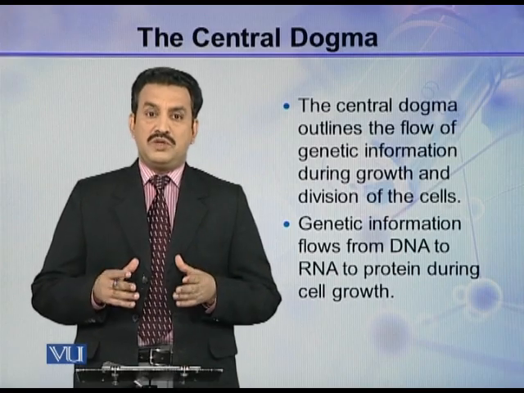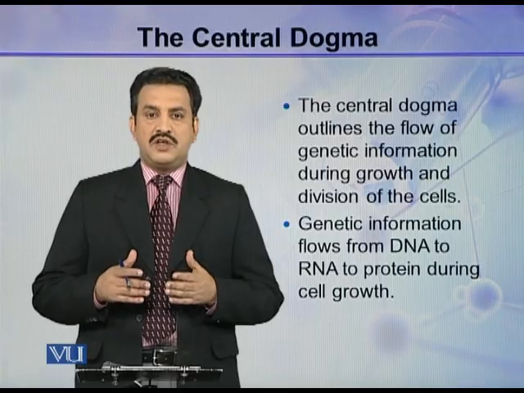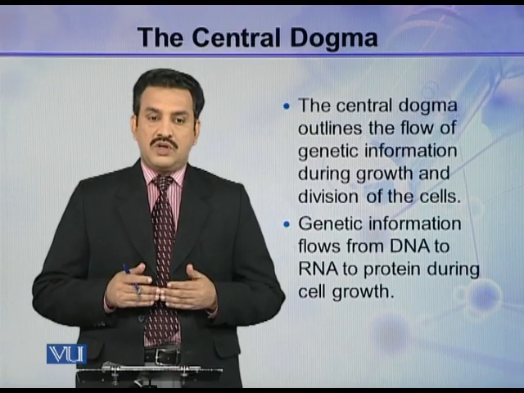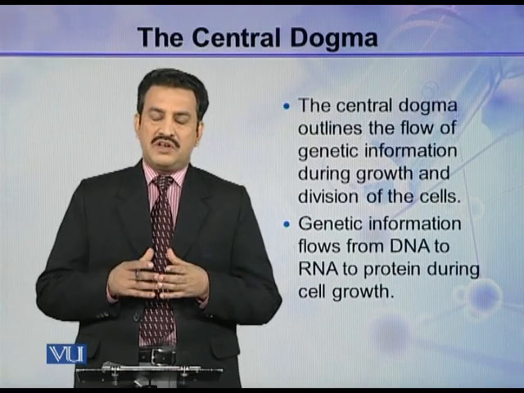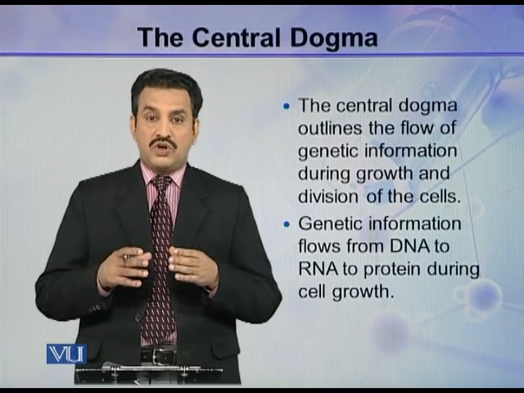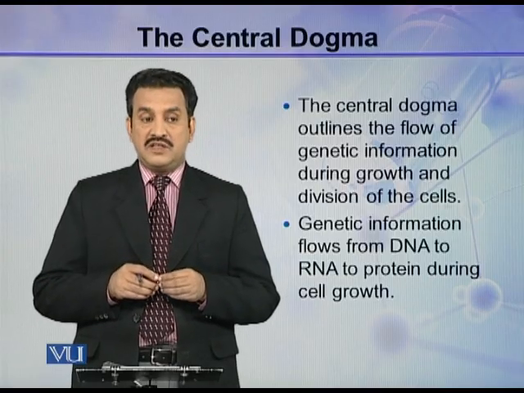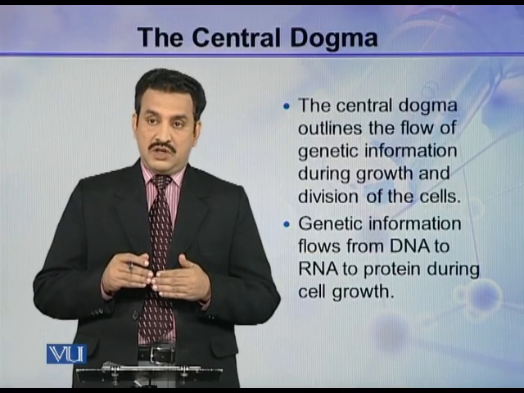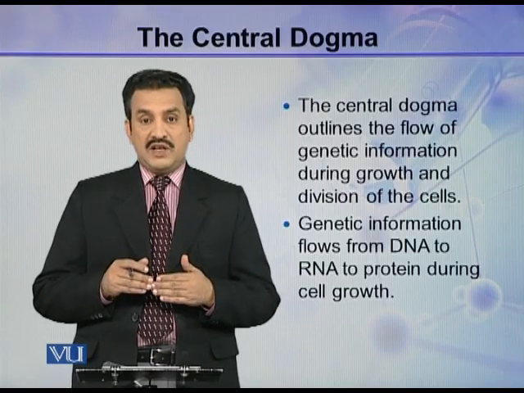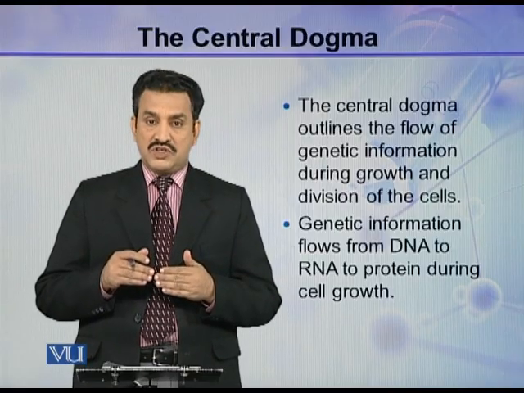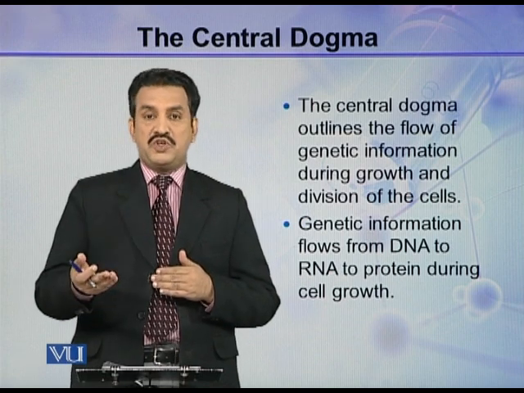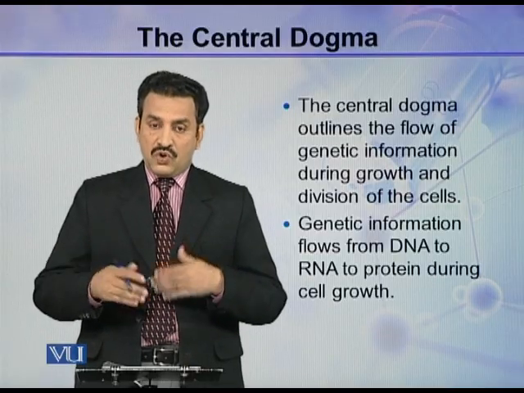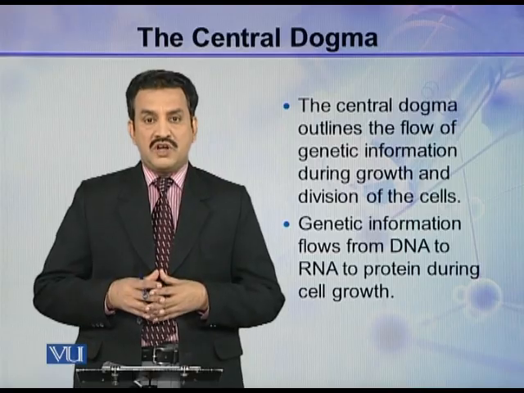So, as you know, the main function of DNA is the storage and transmission of genetic information. A lot of hereditary information is stored in the DNA molecule, and this information is transmitted to the next generation, as well as to the cell's metabolic machinery for the synthesis of proteins. So how does this flow of information take place?